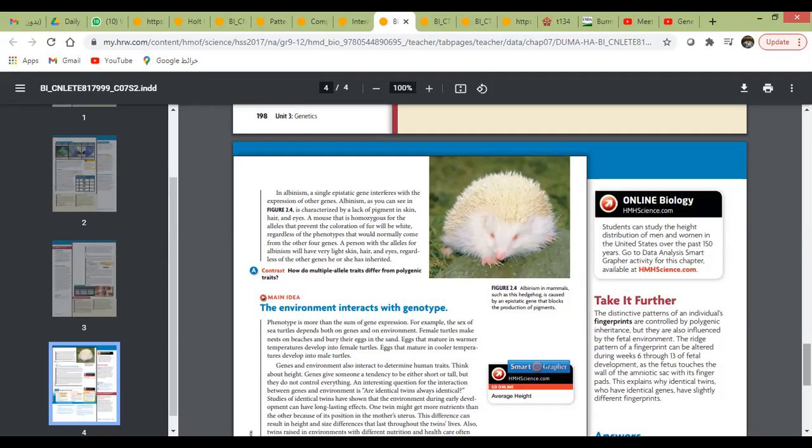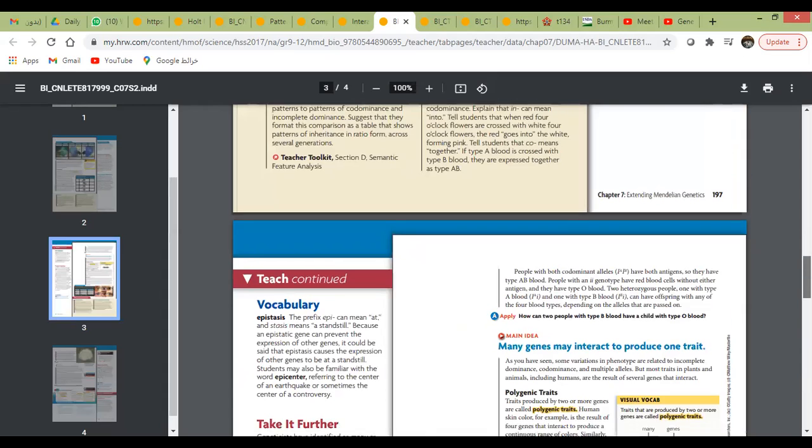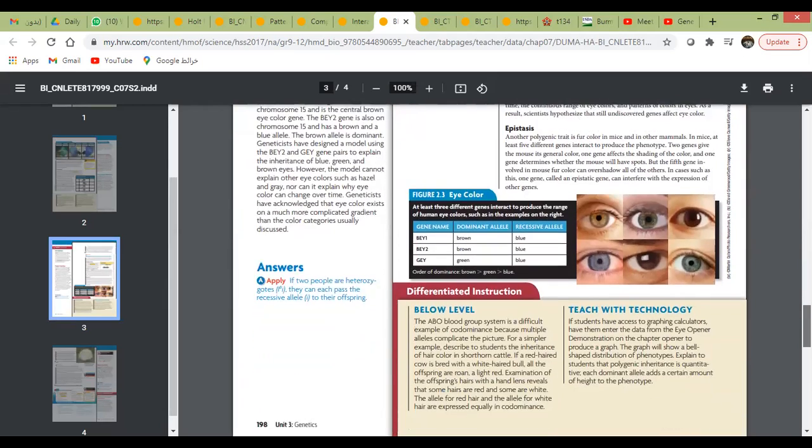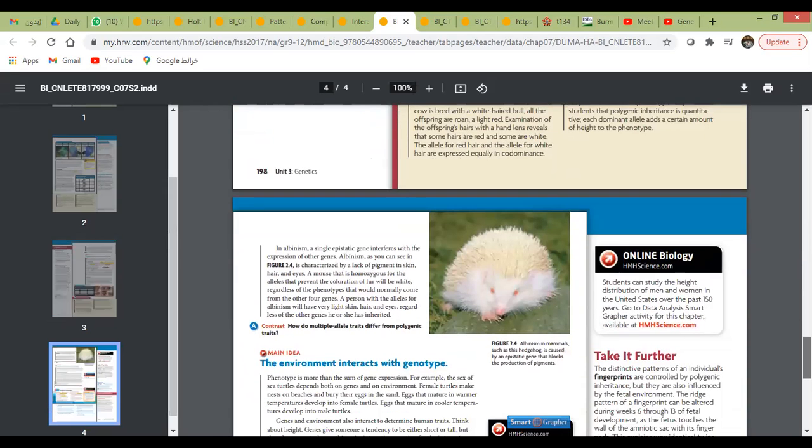فهمتي يا سديل؟ I've seen like one person in Jordan who has albinism. يعني أنا شفت واحد before. Yeah. هذا بيكون عنده هذا الإبستاتيك جين.